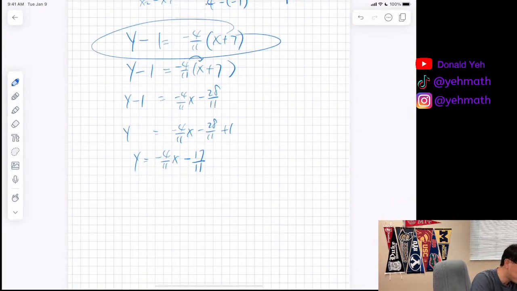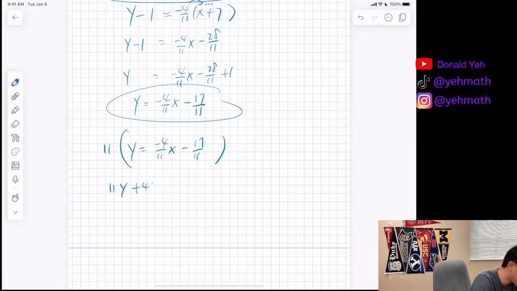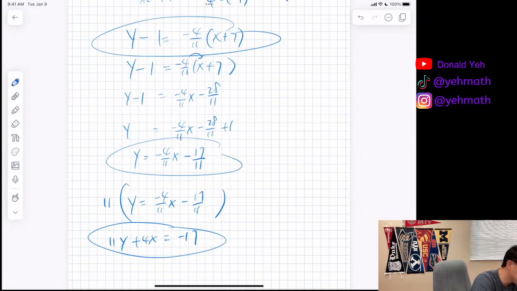So you got this form, you got this form, right? What else? Standard form. What does standard form need to be? Integers. So how do I do integers here? Multiply by 11. So it'd be 11y plus 4x, I just moved the 4x to the other side, equal to negative 17. And that's the standard form. So those are three different forms here: point slope form, slope intercept form, standard form. Very easy.